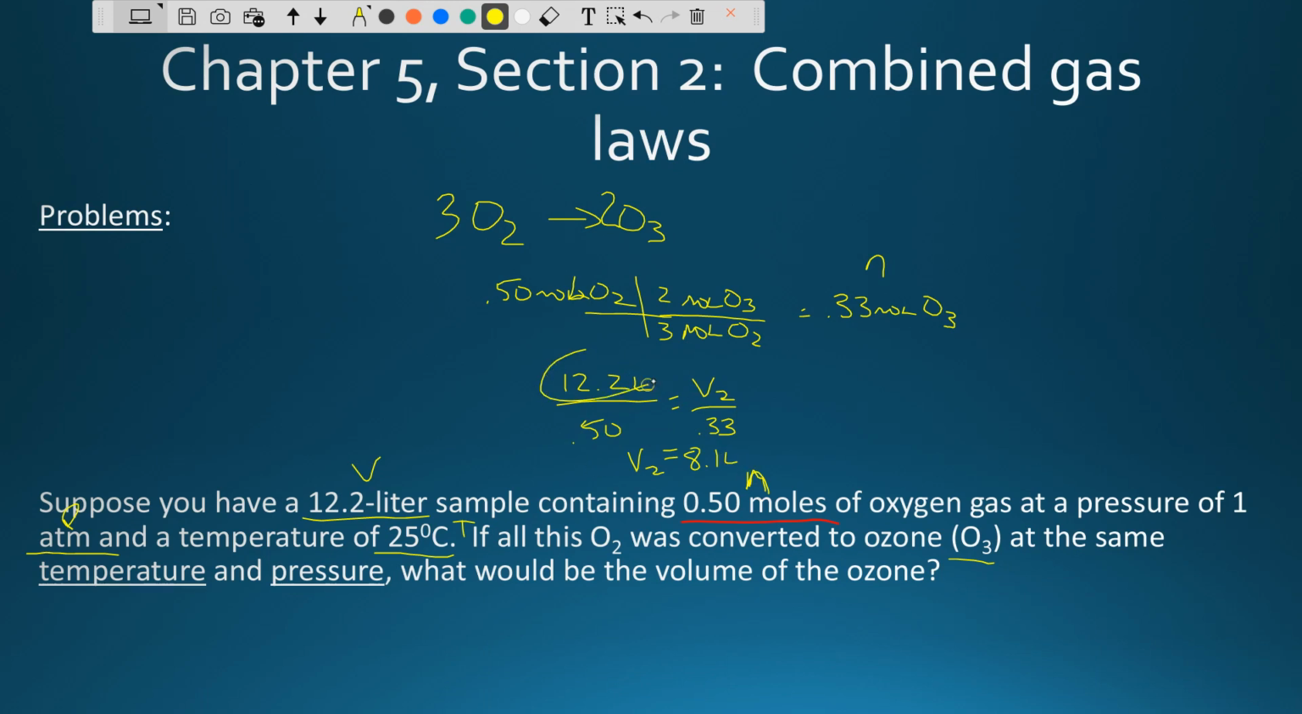I can get away with that because the volume of the gas doesn't really matter, and we've got the number of moles as we go.